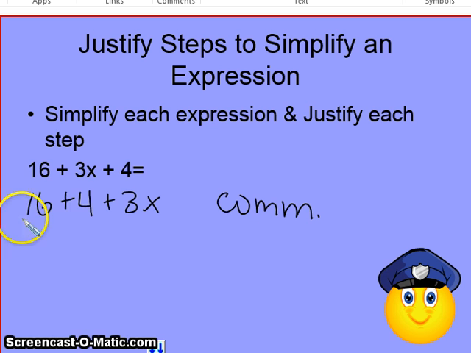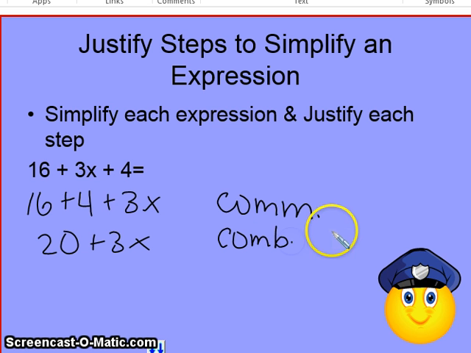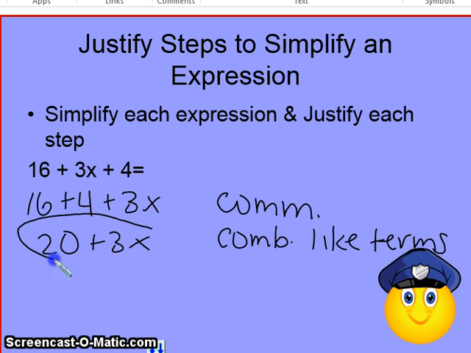Now I'm going to combine my like terms. 16 plus 4 is 20. So my justification here is combine like terms, or add. And since there's nothing left to do here, I can say that this is the simplified form of this expression.